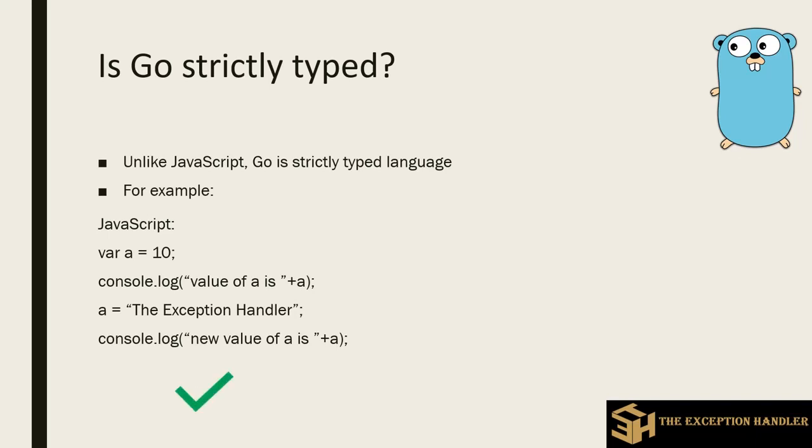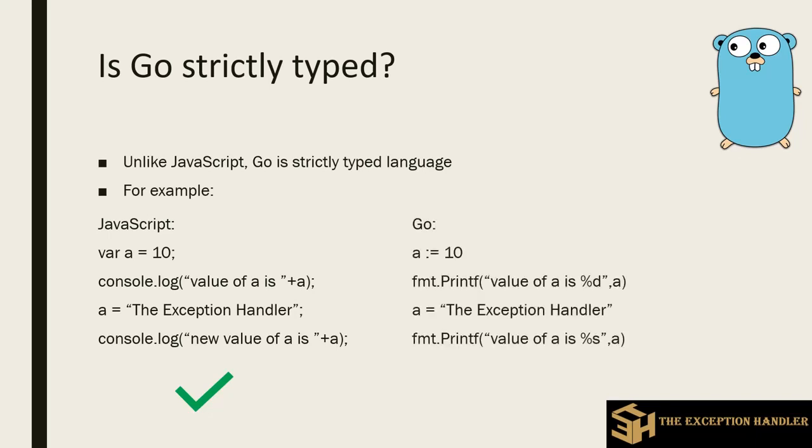That means JavaScript is not strictly typed and will allow you to assign any sort of value to any variable that you declare. Now, this is not the case in Go. In Go, in this example, I have a variable a declared with a value 10, and I'm trying to print that value to the console. This is perfectly fine, but the third statement, where I'm assigning a value of type string to the same variable which was holding an integer value, is not allowed in Go.